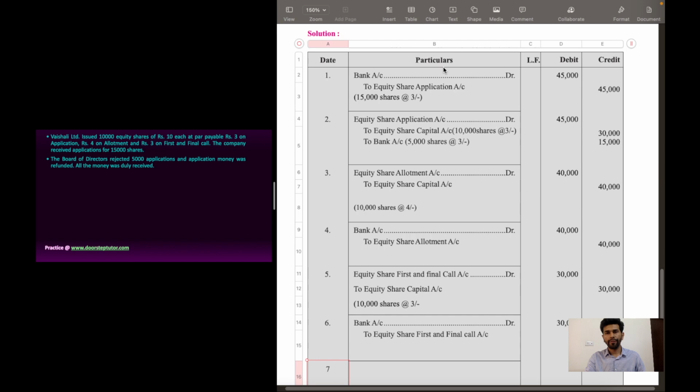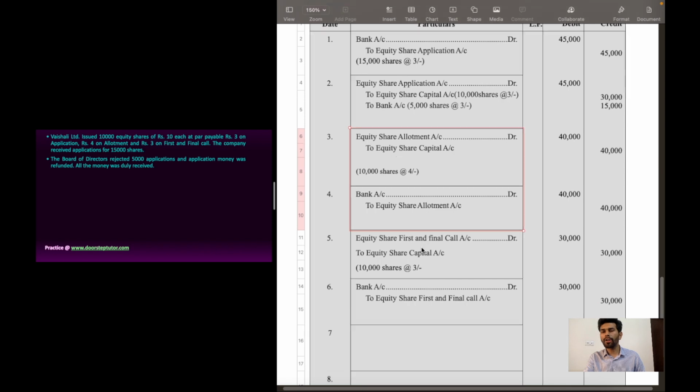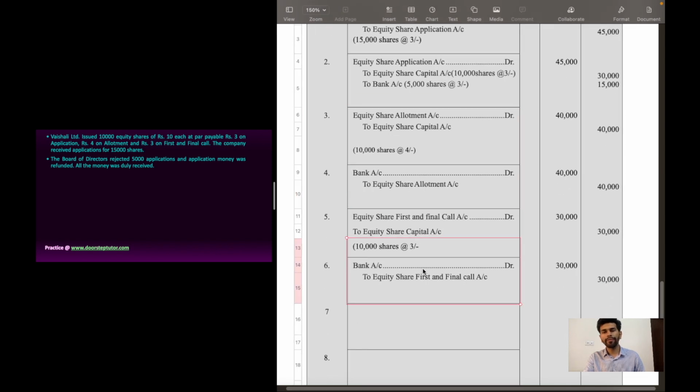So first and second entry will be on application. Board of Directors decided to refund the excessive application money. So 5,000 shares were oversubscribed. The amount is refunded to the applicant. Third and fourth entry is for allotment money, and fifth and sixth entry is for first and final call money.